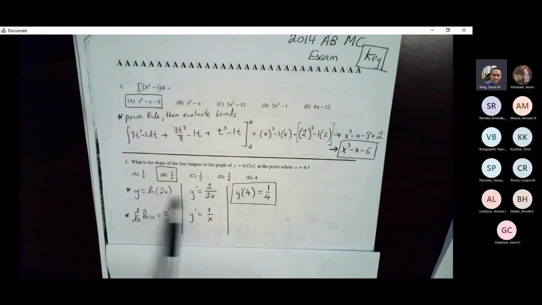So natural log of u is u prime over u. So to find the derivative, 2x becomes 2. The denominator is our 2x. So our derivative is 1 over x. And then insert 4 into the derivative, and we get 1/4.